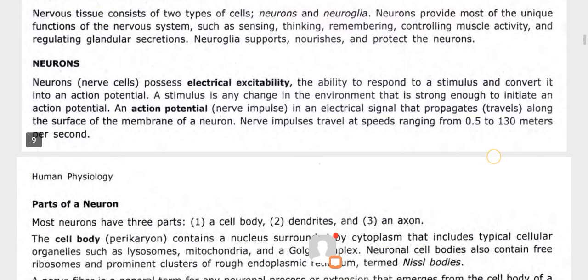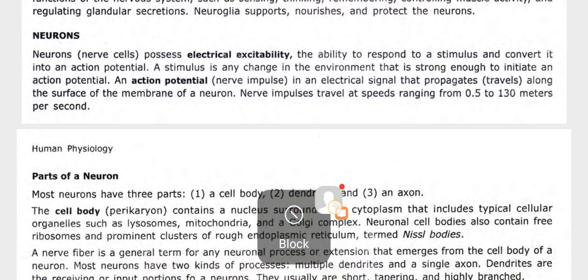Neurons, or nerve cells, possess electrical excitability, the ability to respond to a stimulus and convert it into an action potential. A stimulus is any change in the environment that is strong enough to initiate an action potential. An action potential, or nerve impulse, is an electrical signal that propagates or travels along the surface of the membrane of a neuron. Nerve impulses travel at speeds ranging from 0.5 to 130 meters per second.